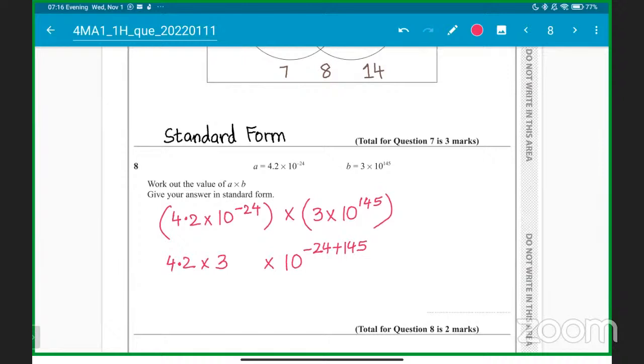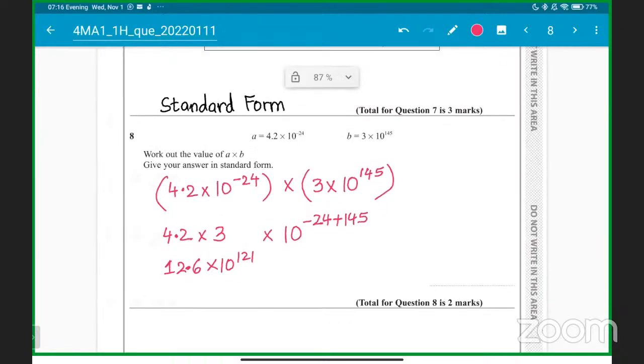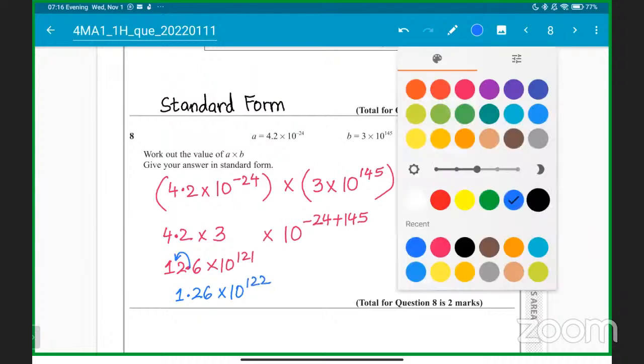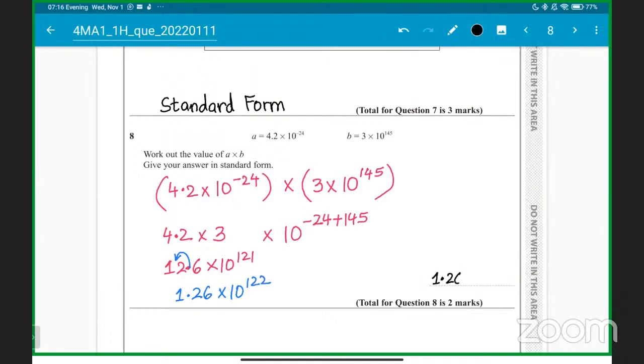4.2 into 3, I got it as 12.6. So 12.6 into 10 power minus 24 plus 145. I got this power as 121, because the rule of standard form is you have to give the decimal to one place. So it will be 1.26. You have to bring it from big to small, and eventually you add 1 to the power when you are going from this side to that side. It will be 122. So the final answer will be 1.26 into 10 power 122, which will give you full 2 marks. Okay, understood?